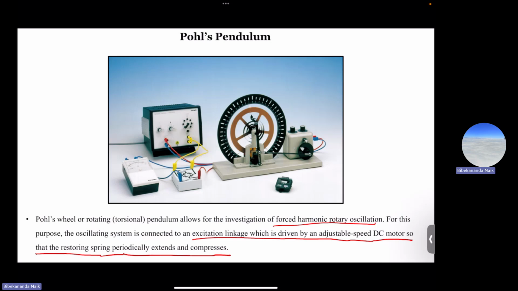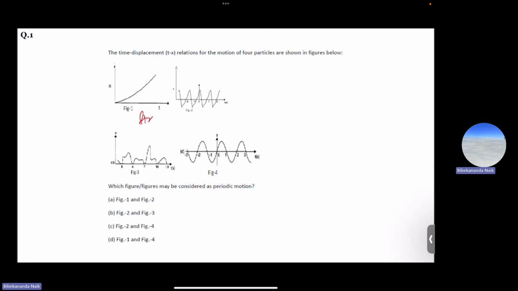So now let's solve a few problems based on the concepts of the week 7 lectures. Here the first question says the time displacement, that is t. So t is along this direction, so this is time, this is displacement. The time displacement relation for the motion of four particles are shown in figure 1, figure 2, figure 3, figure 4.